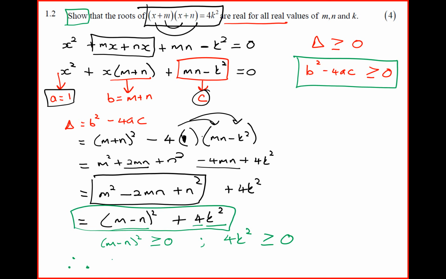So we can say, therefore, m minus n all squared plus 4k squared is greater than or equal to 0, and therefore the roots are real. The roots are real because delta is greater than or equal to 0.